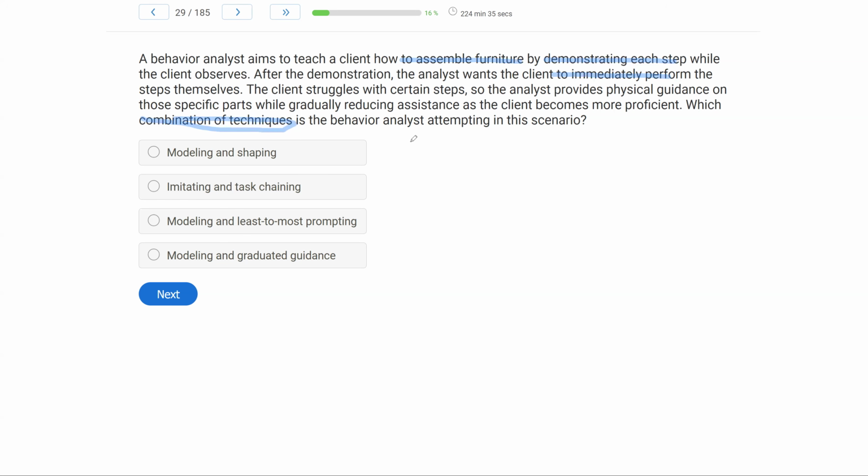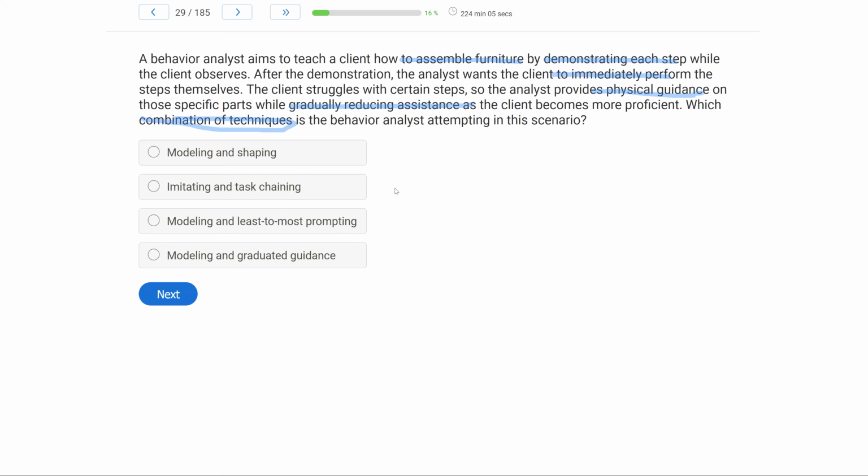What do we know next? Next, the client struggles with certain steps. So physical guidance is provided, so some sort of physical prompting, but that physical guidance is reduced as the client becomes more proficient. So we're giving physical guidance as needed and then fading it quickly, which sounds like graduated guidance. So let's look at A, modeling and shaping. Modeling, yes, but shaping, we never talked about approximations, so it doesn't appear to be shaping.